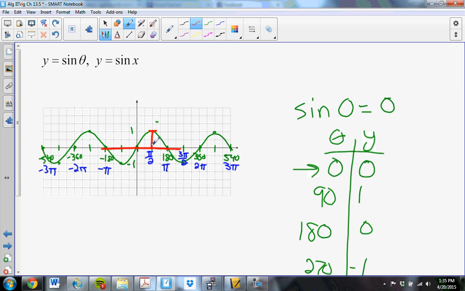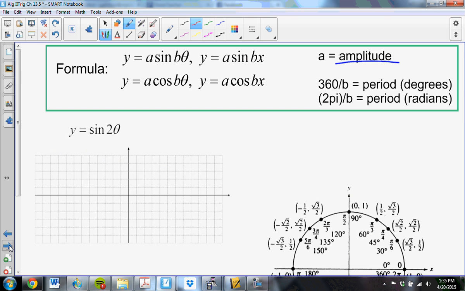How far do you go? So in this case, the amplitude was 1. The wavelength would be 2, but we don't deal with that. The amplitude is 1. And the b value is not your period. The b value is how you find your period. So your b value requires some math to use to find your period. You do 360 divided by b if you're doing degrees, and 2 pi divided by b if you're doing radians.